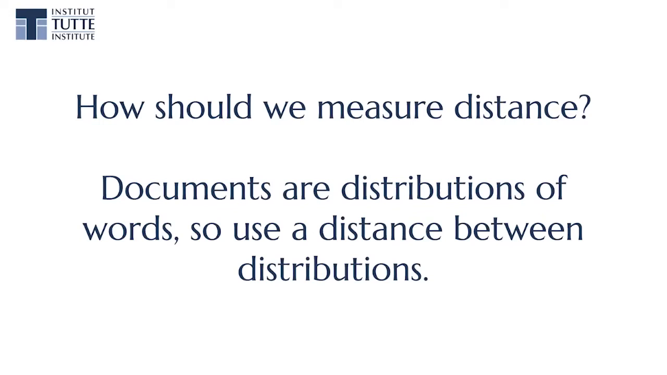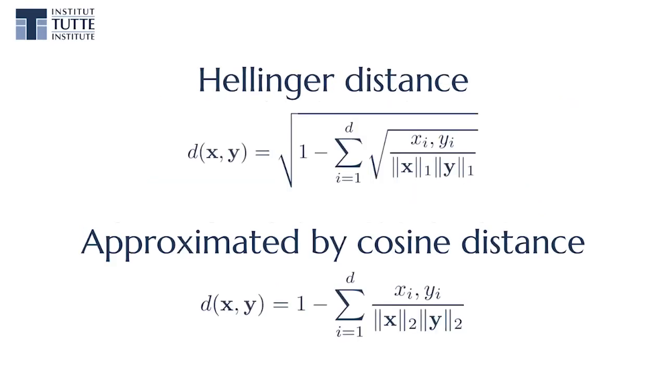I said distance really mattered. So how do we measure distance? Well, if we look at these documents as distributions of words, we probably want a distance between distributions. And as distributions, they're going to be multinomial distributions. The way to measure distance between multinomial distributions that makes a lot of sense is a distance called Hellinger distance, which derives from Fisher information distance on manifolds of multinomial distributions. Hellinger distance essentially is a good approximation to that.